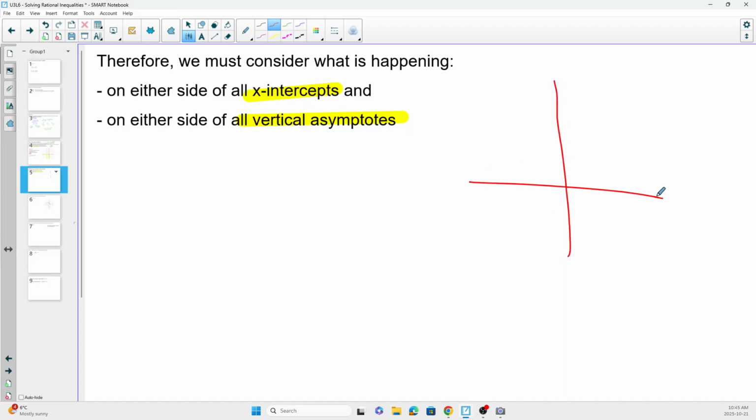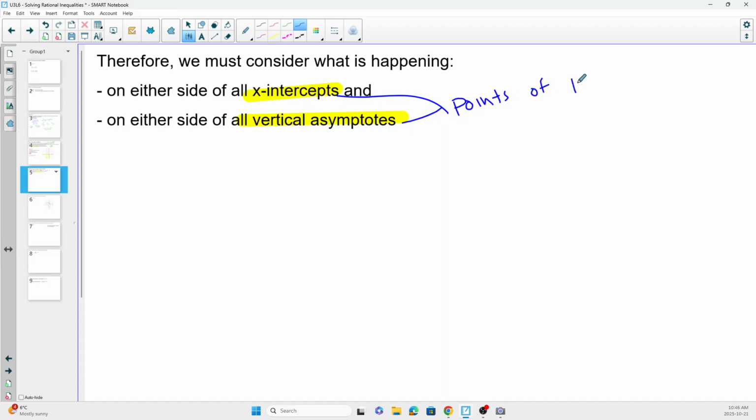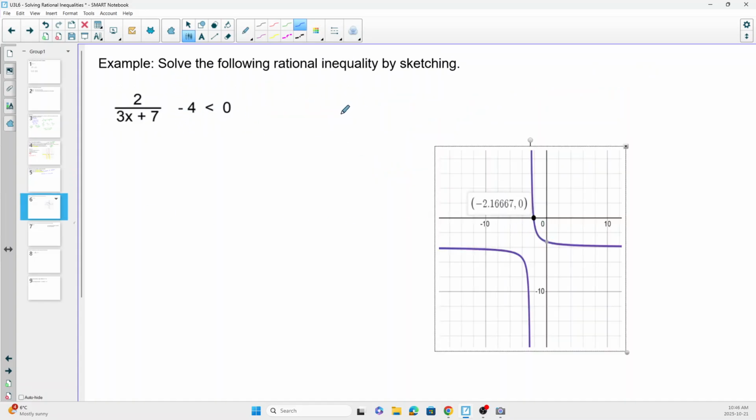A horizontal asymptote, even if the function crosses it or not, nothing happens. It was positive, it's still positive. So we don't have to consider our horizontal asymptotes, but we do have to consider our vertical asymptotes as a point of interest. So vertical asymptotes and x-intercepts, both of these are our points of interest. When we put them on our number line to do our investigation, we have to consider all x-intercepts and vertical asymptotes.